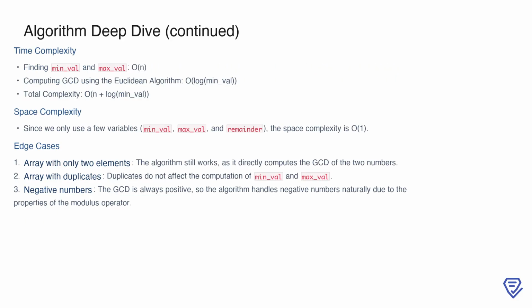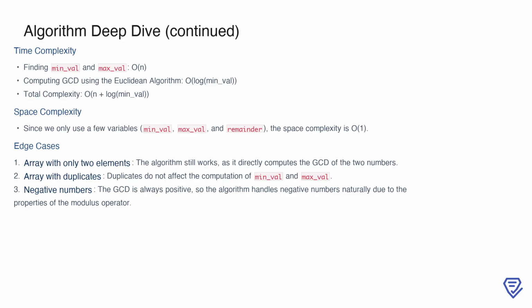The time complexity of this algorithm is straightforward to analyze. Finding the smallest and largest elements in the array requires O(n) time, as we traverse the array once. Computing the GCD using the Euclidean algorithm takes O(log(min_val)) time, as the number of iterations depends on the smaller of the two numbers. Combining these, the total time complexity is O(n + log(min_val)). For space complexity, the algorithm is highly efficient, using only a few variables: min_val, max_val, and remainder. This means the space complexity is O(1), or constant.